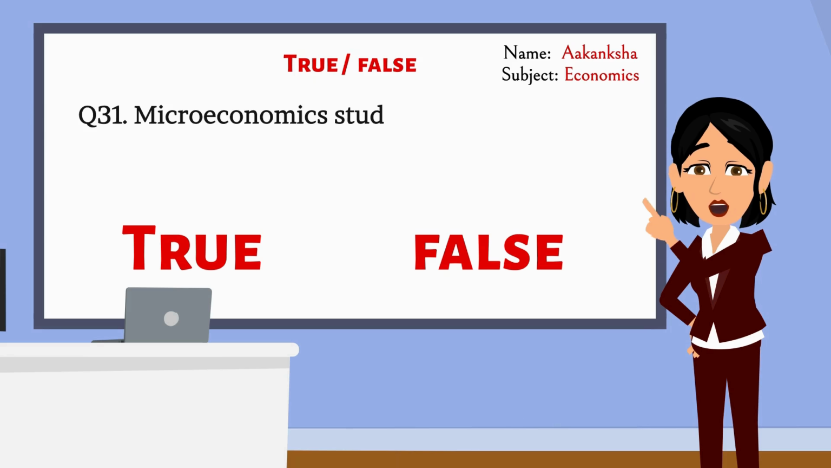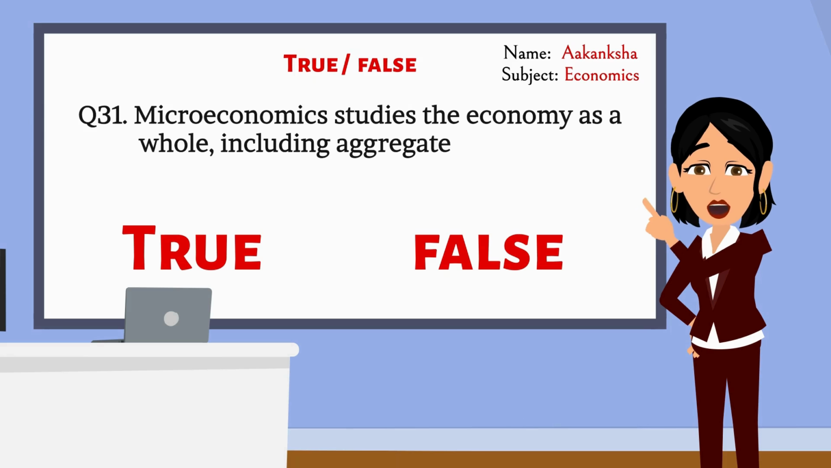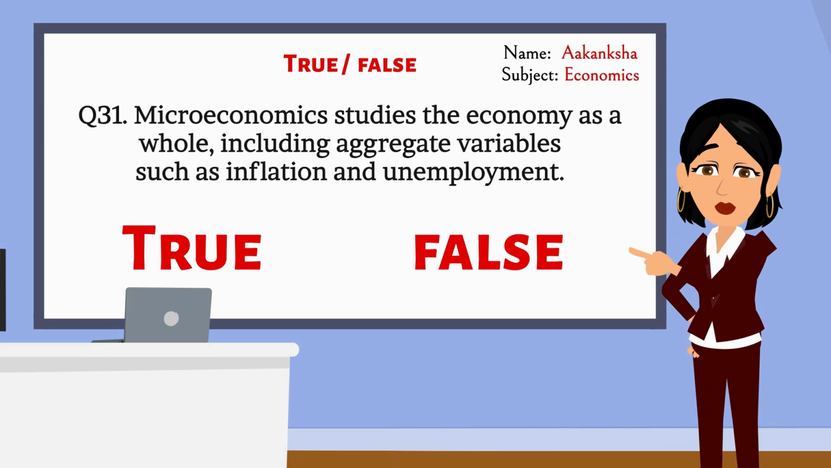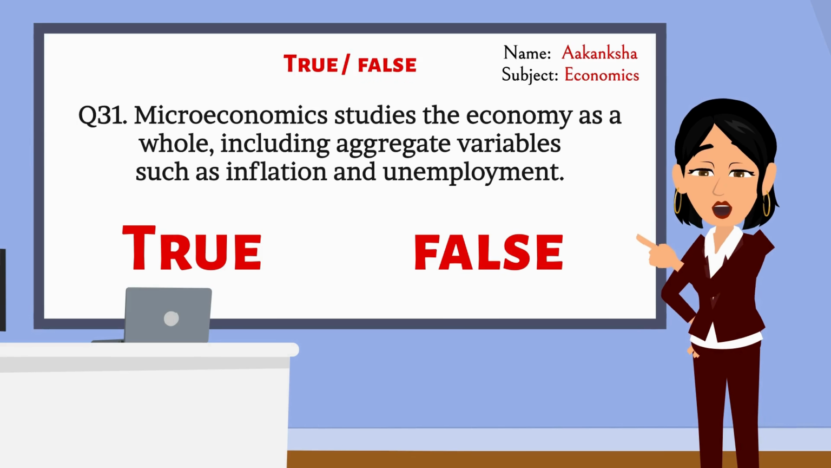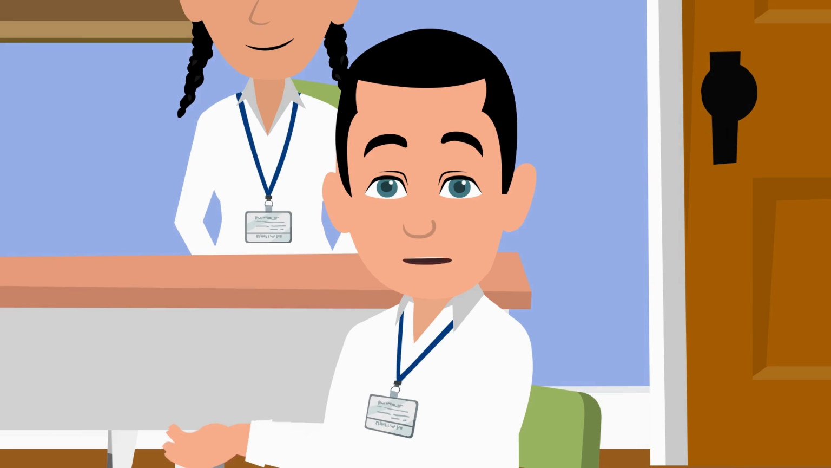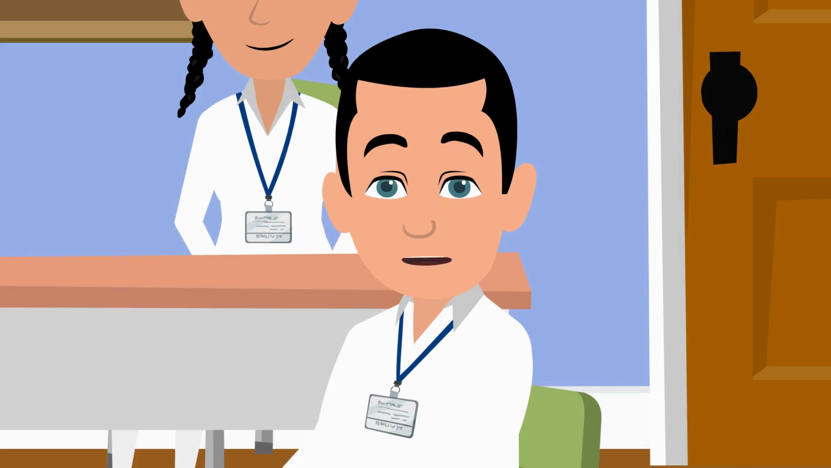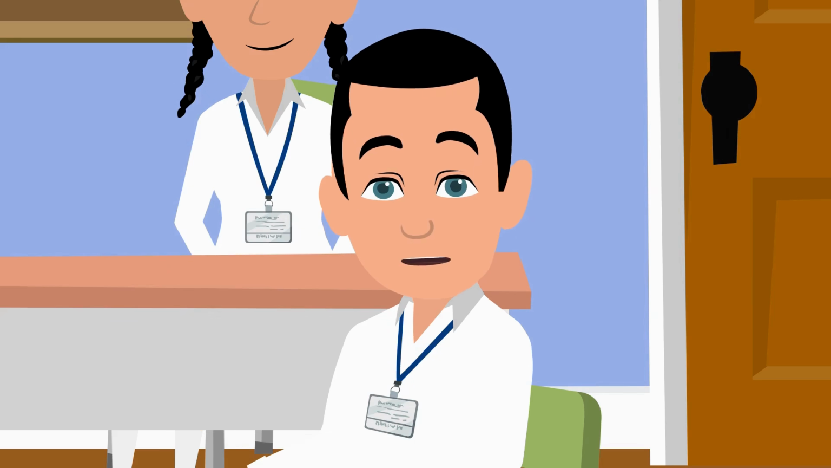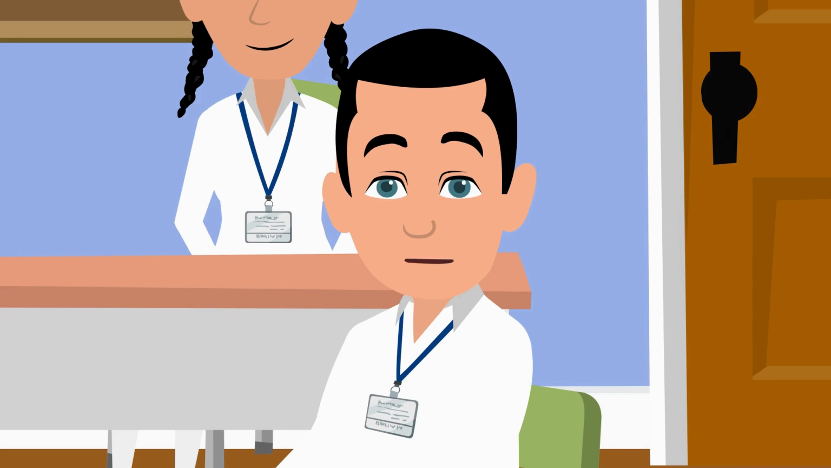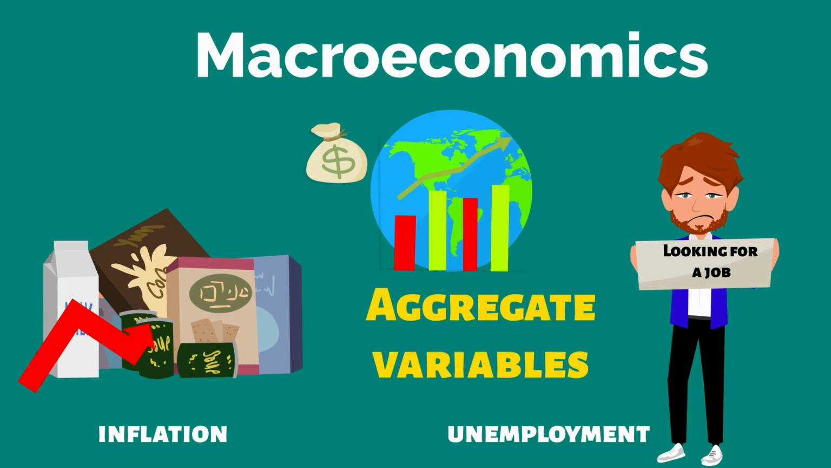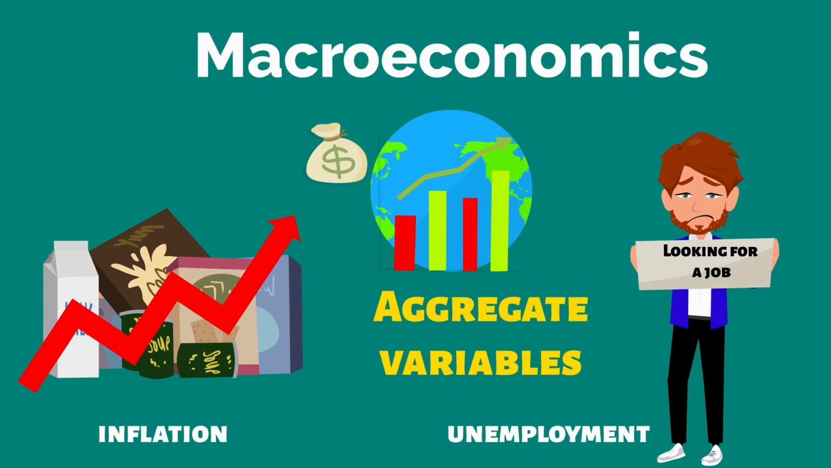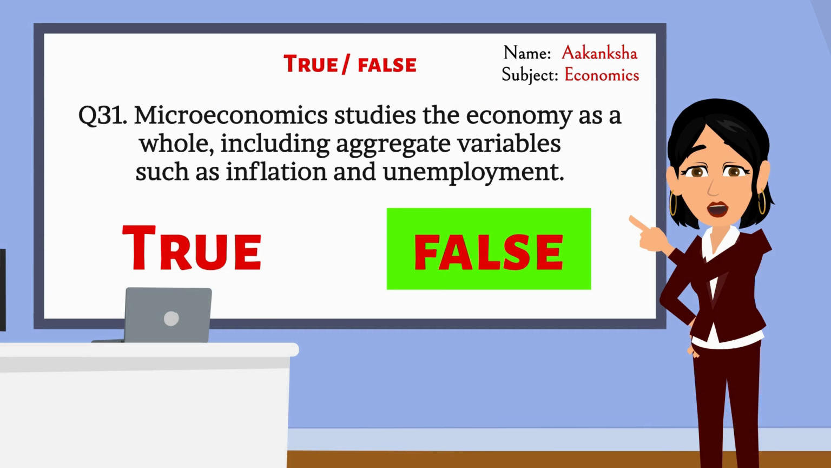Question 31. Microeconomics studies the economy as a whole, including aggregate variables such as inflation and unemployment. True or false? It's a false statement, ma'am. Correct, Ansh. Why is that false? Microeconomics focuses on individual units like consumers and firms, not the economy as a whole. Aggregate variables are studied in macroeconomics. Great explanation. Let's move on.